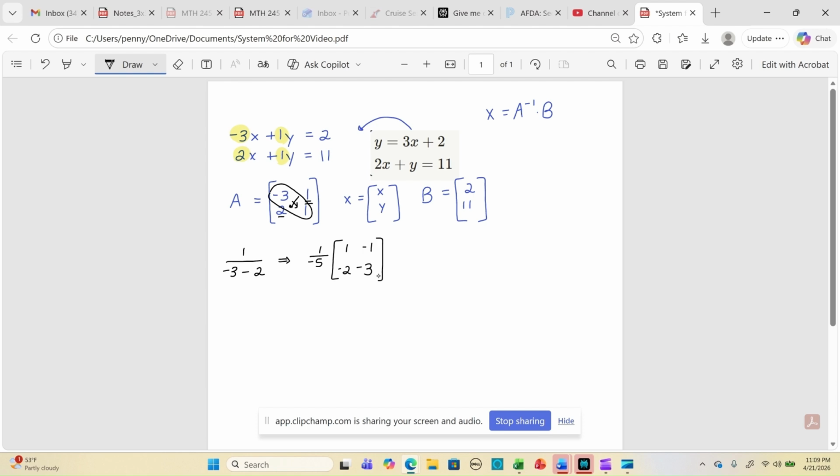And then we're going to distribute. So my inverse ends up being negative 1/5, because we're going to multiply. So that's negative 1/5. Negative times a negative will make this a positive 1/5. Positive 2/5, and positive 3/5. So now that we have our inverse, we're going to multiply that times matrix B, which is 2, 11.